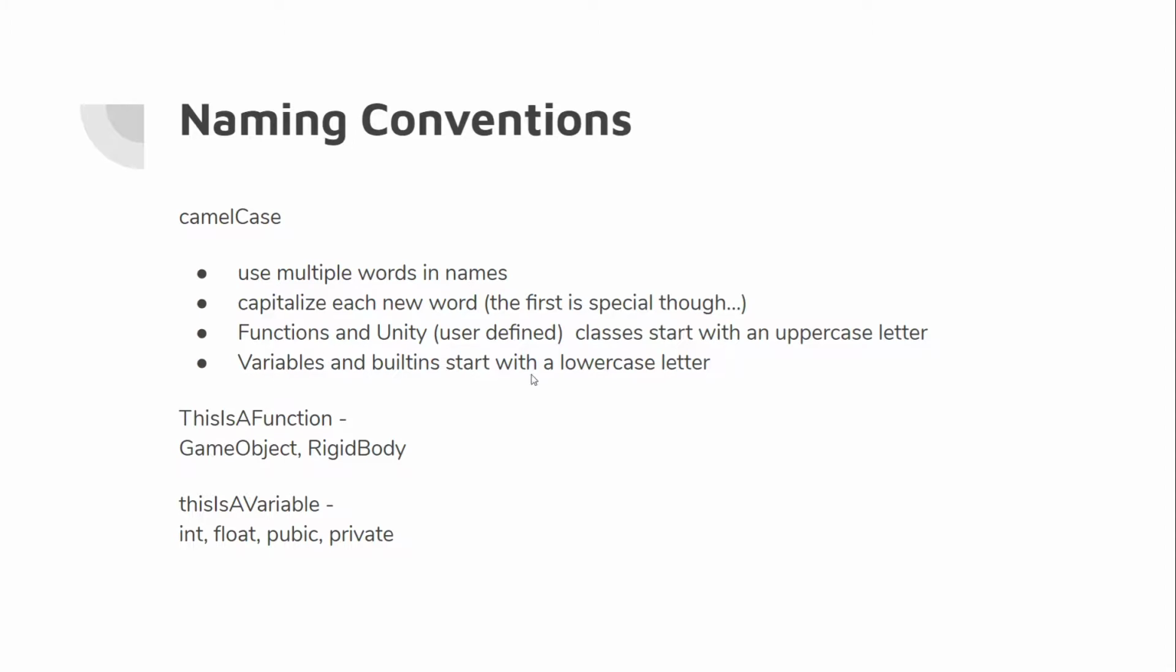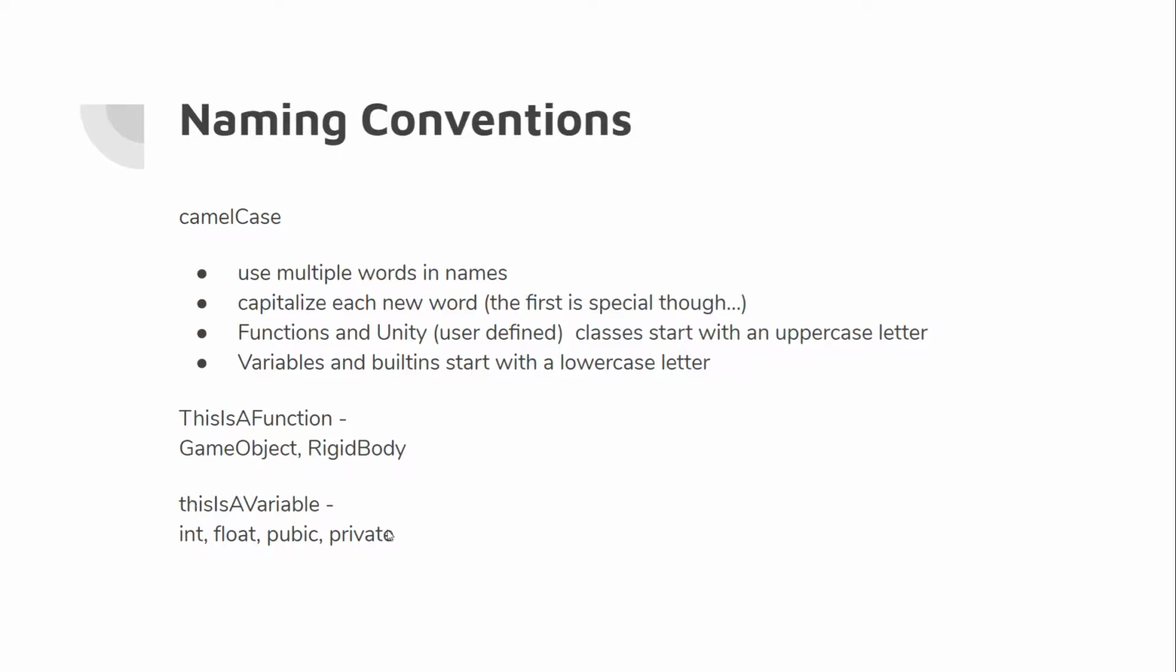Variables and built-ins will start with lowercase letters. So this is how we establish it. We might have a lowercase gameObject. That would mean that that is a variable. It is an instance of an actual type or a class called GameObject. So we'll be able to tell the difference between variables and classes that way.